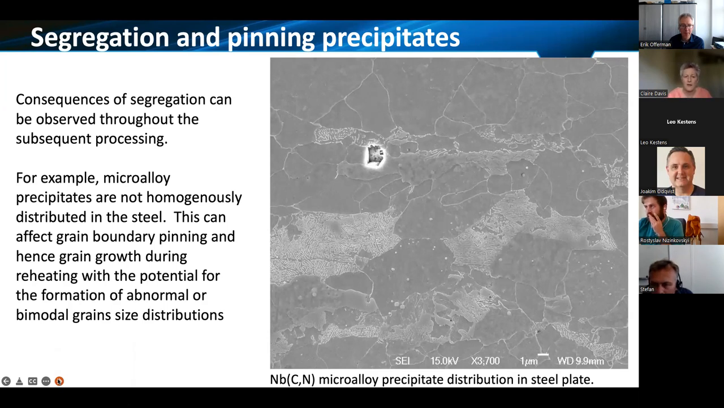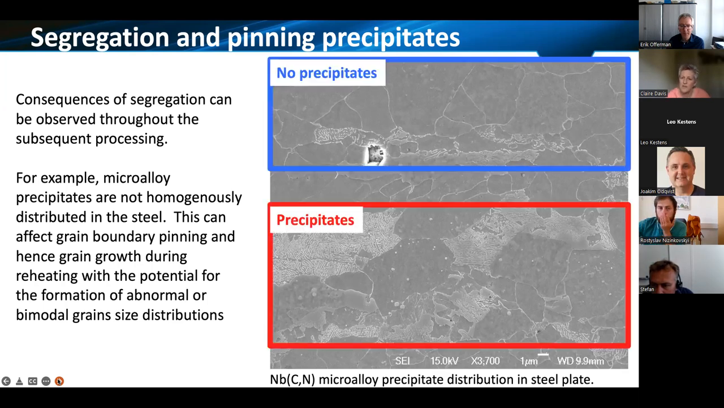What I have here is niobium carbonitride microalloy precipitates, and actually you can separate it into two very distinct regions in this microstructure. Where we have some of the pearlite, you can see a much higher number density and larger size of these niobium carbonitride microalloy precipitates, and that's because the pearlite corresponds to the interdendritic solute-rich regions. And in the blue highlighted box, there are actually very few precipitates present, and that would correspond to the dendritic area.